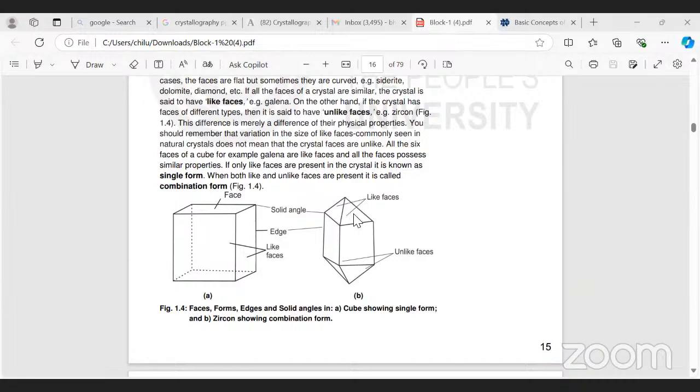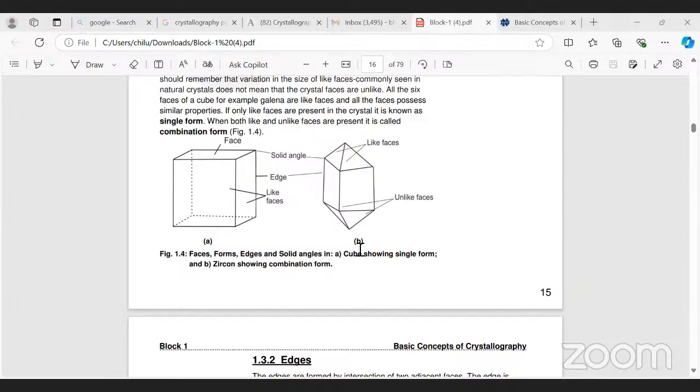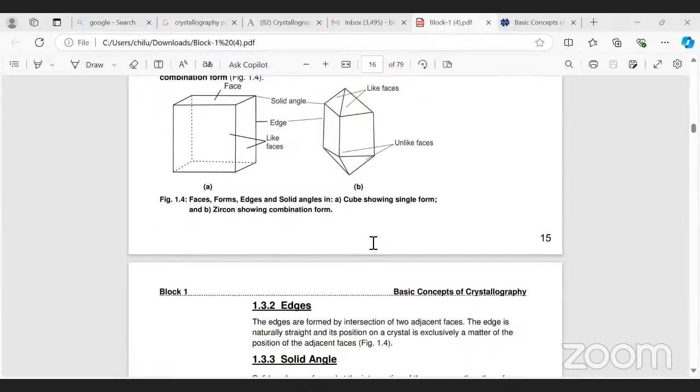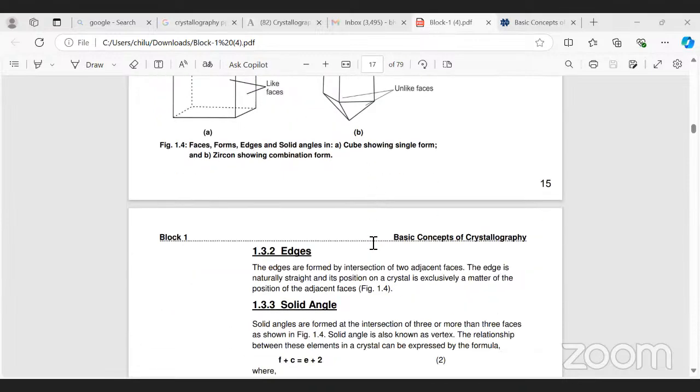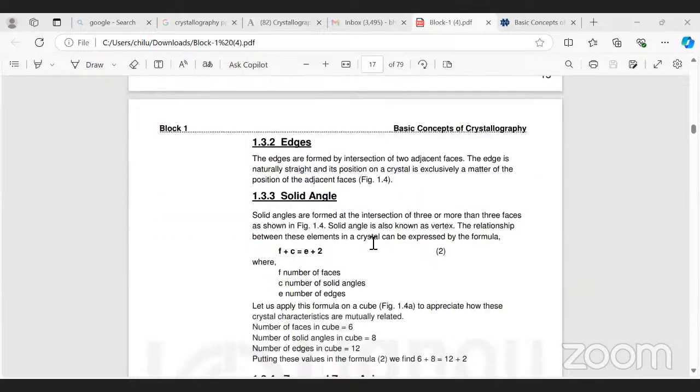But here in the top portion, you see this side and this side, these two are looking like faces. And here also we can compare this one in the B picture with this one, and that is known as unlike faces. Depending on their combination, sometimes a combination of like faces and unlike faces leads to the formation of a crystal.